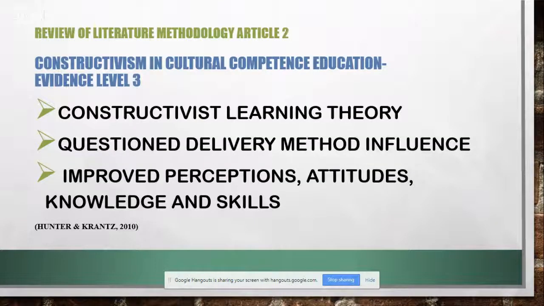My second article was titled Constructivism in Cultural Competence Education, and this was evidence level number 3. This article discussed the success of learning using constructivist learning theory. The article questioned whether perceptions, attitudes, knowledge, and skills improved after using this method of teaching. The article also questioned whether delivery method influenced change.